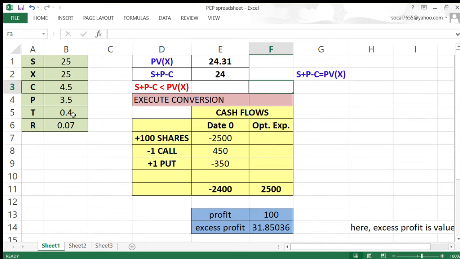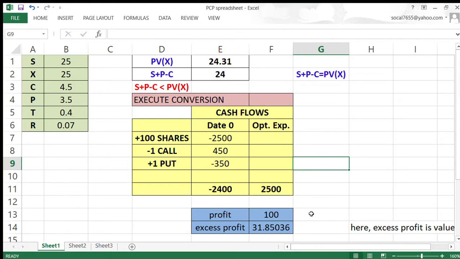Now, at option expiration, 4/10 of a year later, we know that we will get a cash inflow, as described in an earlier video, of $2,500. You'll remember it's the strike price times 100. No matter what the stock price is, this conversion will provide us with a cash inflow of X times 100, in this case 25 times 100, at the option expiration date. If you're fuzzy on that, go back and rewatch my put-call parity video. So our cash flows are an outflow of $2,400 at date 0, and at option expiration 4/10 of a year later, an inflow of $2,500. Looking at it as an accountant might, profit's $100.